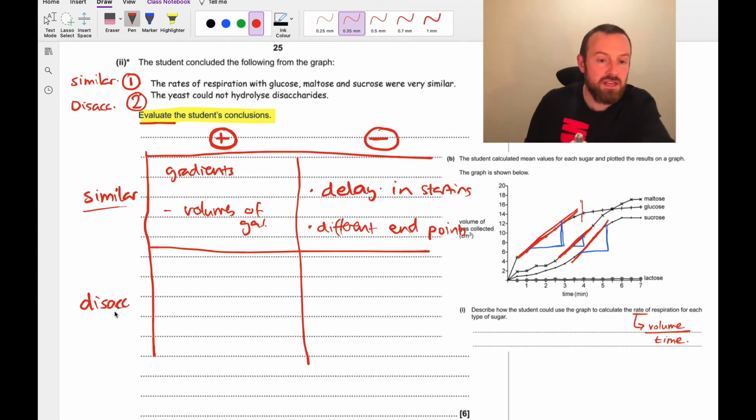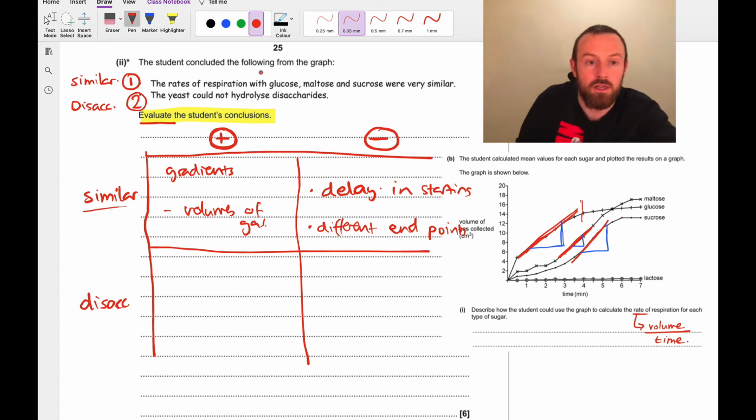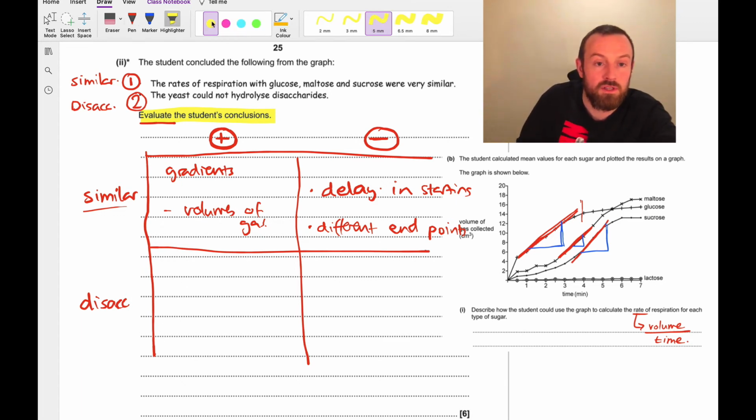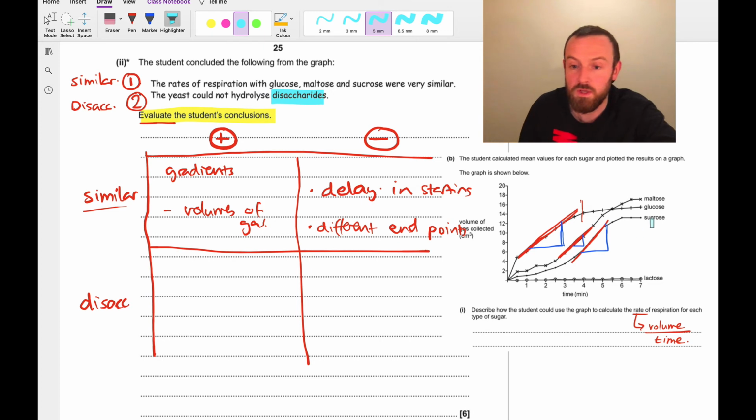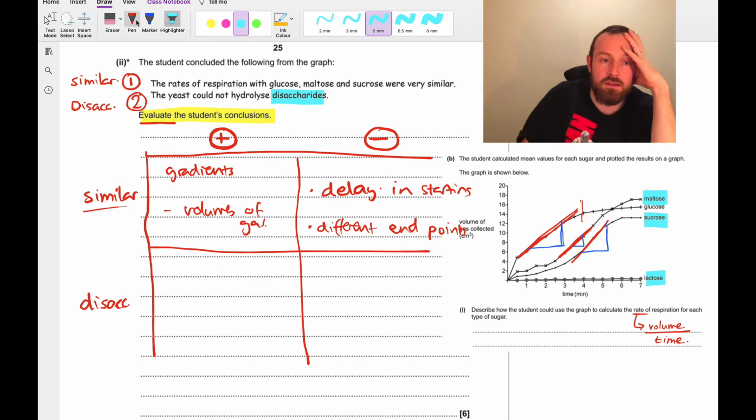What about the disaccharide? Can we have a positive and a negative? Remember, he or she said that the yeast could not hydrolyze the disaccharides. So which ones are disaccharides? I'm just going to highlight them. So let's highlight the disaccharides in blue. Is maltose a disaccharide? Yes, it is. 2 alpha glucoses. Is glucose? No, that's just a monosaccharide. Is sucrose? Yes. Is lactose? Yes. Okay, so actually there's 3 disaccharides there, and 2 of them can be hydrolyzed.